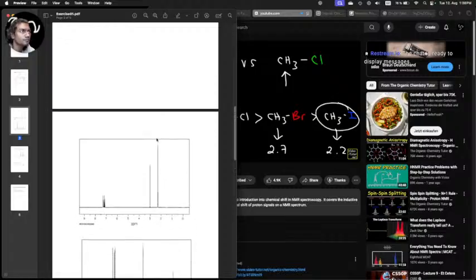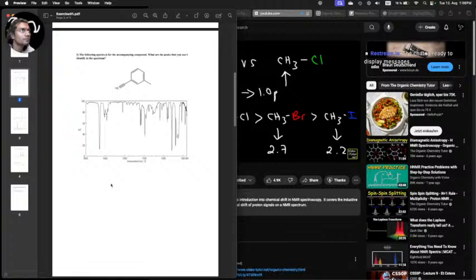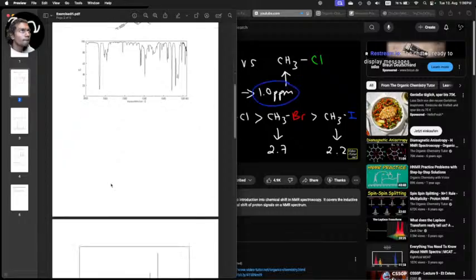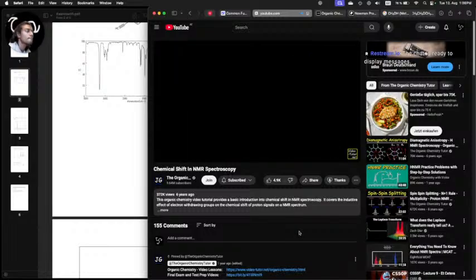If you want to compare methane to methyl iodide, it's much less. It's going to be about 1.0 ppm. So the presence of a halogen will greatly increase the chemical shift of these compounds. Now the next thing that we need to mention, which is obvious in nature, but it's good to see it, is that if the number of electron withdrawing groups increases, the chemical shift will increase as well.